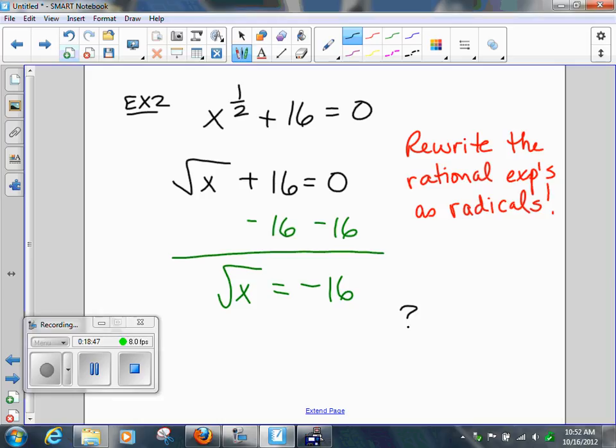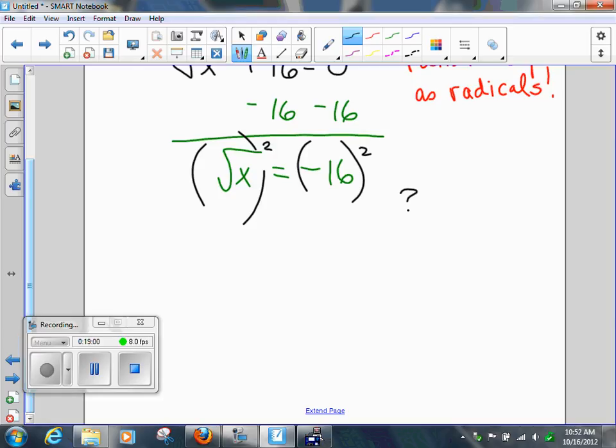Let's square it and see what happens, okay? Because I have to square both sides, right? So the square root of x squared is x. And what is negative 16 squared? 256. Oh, okay, so my answer is 256. What do we have to do? Check it.